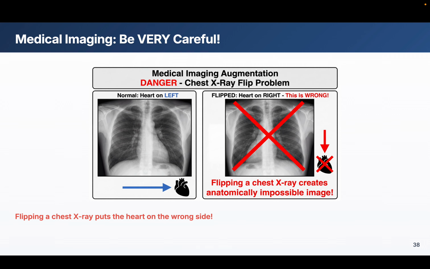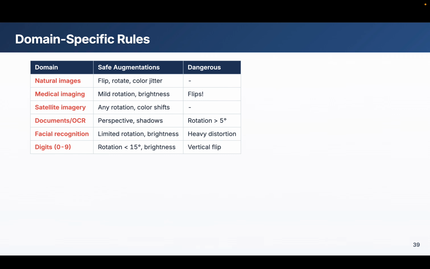Okay. This we have already seen. So generally, if we think about different domains, with natural images, we could flip, rotate, color jitter. Of course, you don't want to be flipping to the extent that it stops obeying the rules of physics. You don't want to have a human being standing upside down. Medical imaging, more or less with only some mild rotation or brightness, you can do. Flips, you don't want to be doing. You don't want to be moving your heart to the other corner.